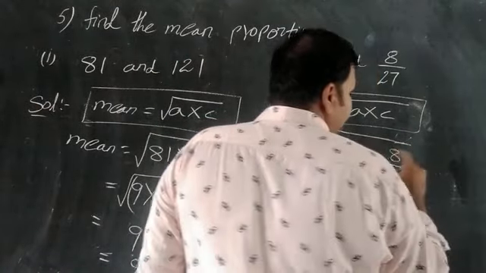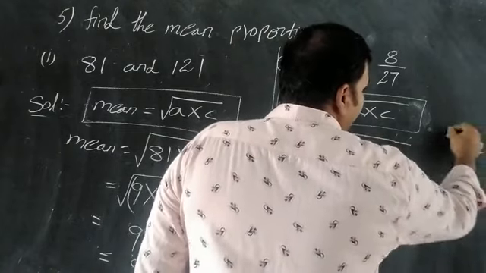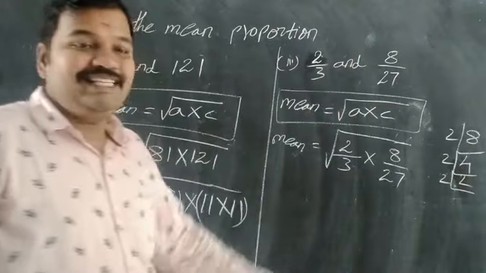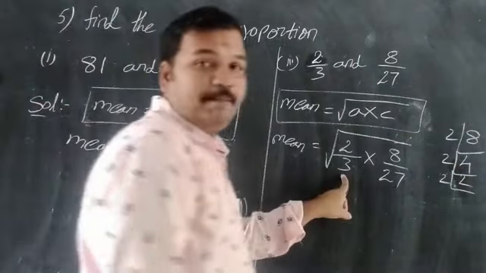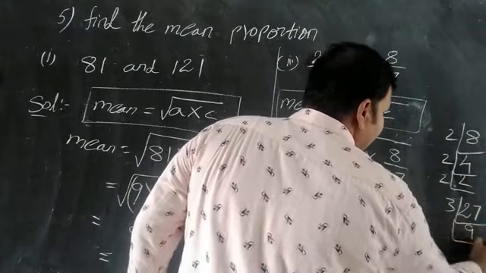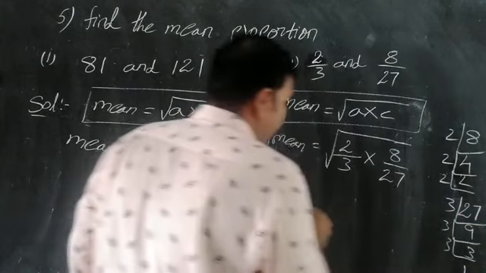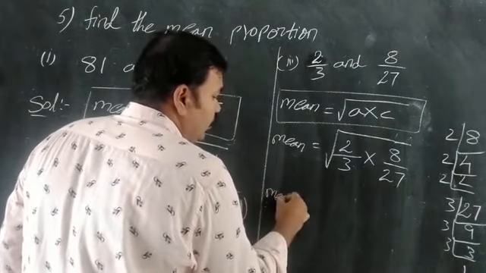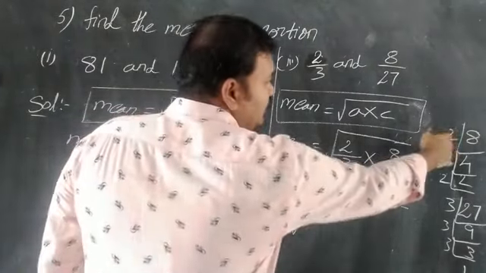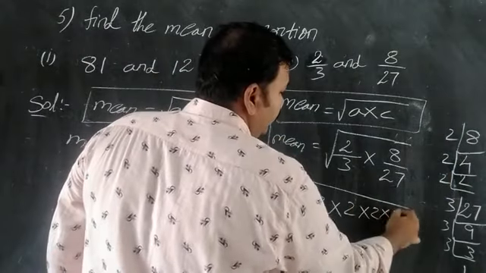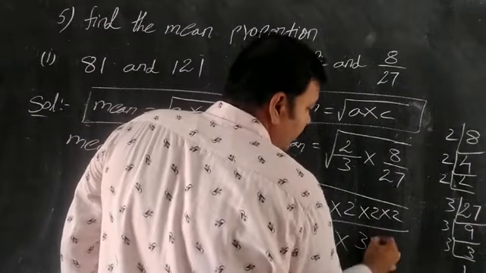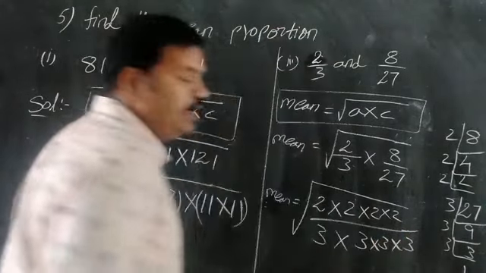Take the numerator number 8: 2 table 4, 2 table 2, 2 table 2. So this 8 is changed like this. Now 27, we have to write in the form of prime numbers: 3, 9, 3, 3 table 1 time. Now write it as mean is equal to root of 2 into 2 into 2 by 3 into 3 into 3. The numerator 8 is changed as 2 into 2 into 2, and 27 is changed as 3 into 3 into 3.